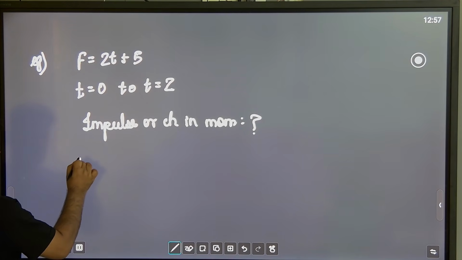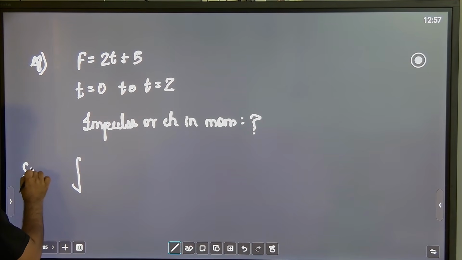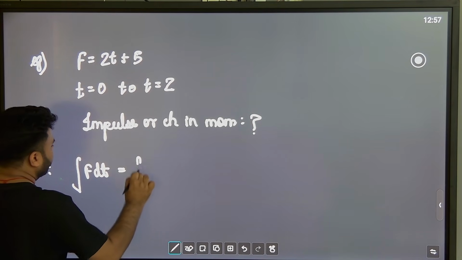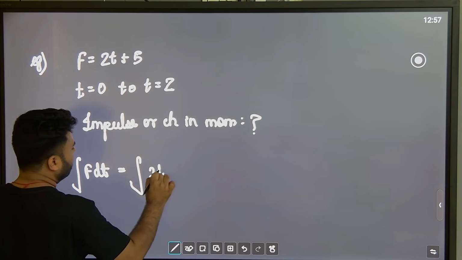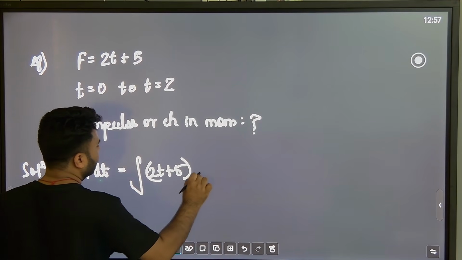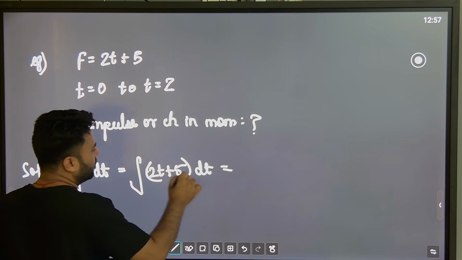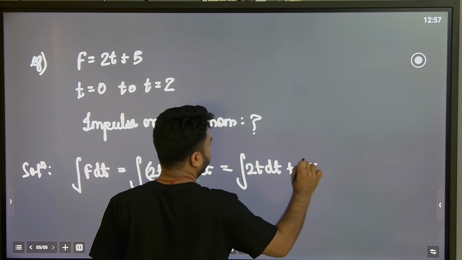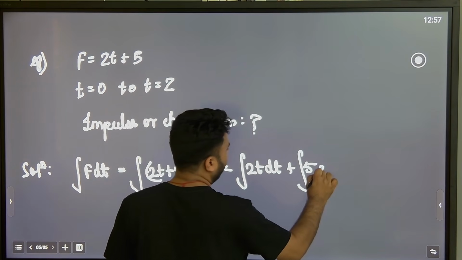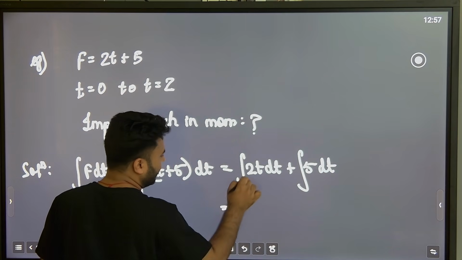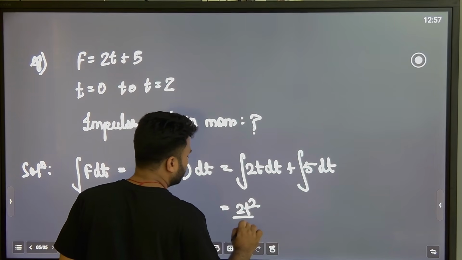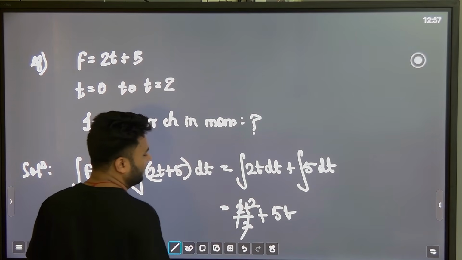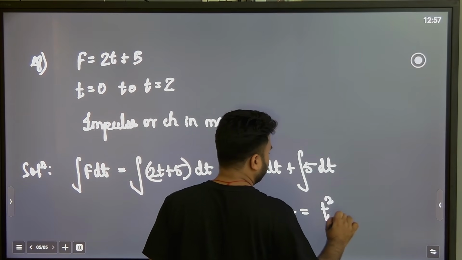So impulse, or change in momentum, is the integration of F dt. This is the solution I am writing. The integration of F is 2t plus 5, dt. We can integrate 2t dt plus integrate 5 dt. The integration of 2t dt will be 2t square by 2, and the integration of 5 dt will be 5t. So these 2 will be cancelled, giving t square plus 5t.